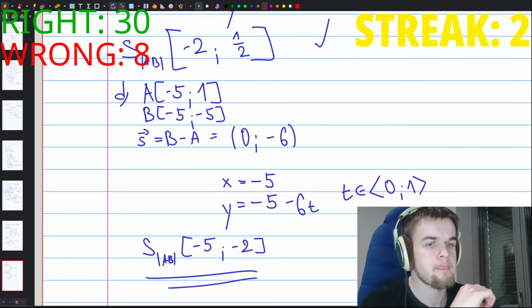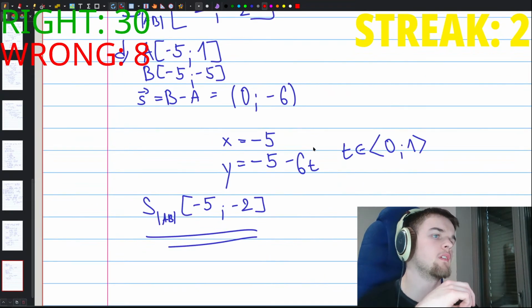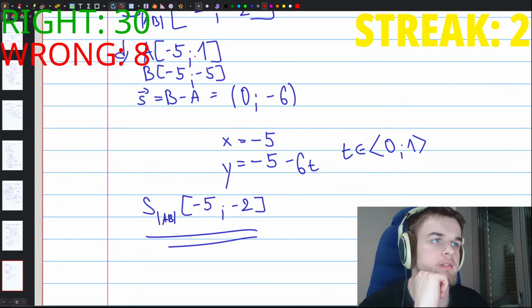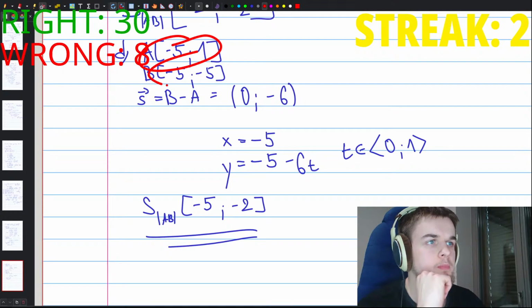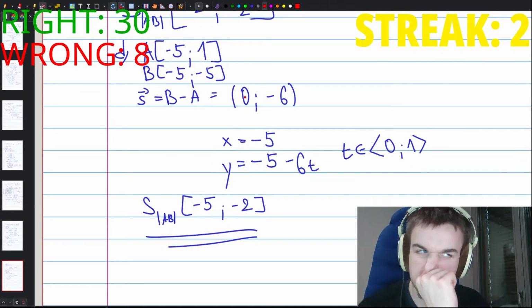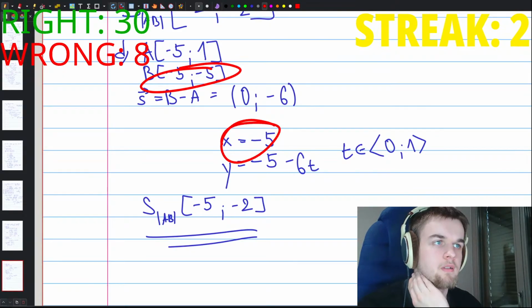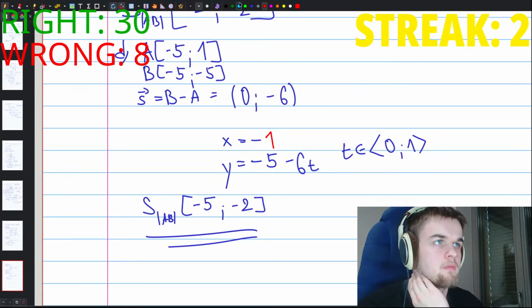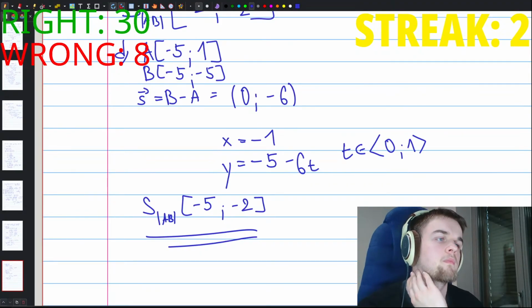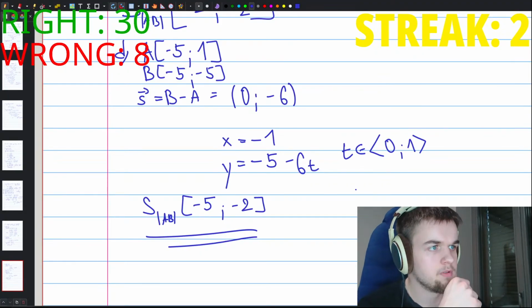So because it's not a line, it actually matters which of these you input in there. Because if you input B, it's incorrect. This is not correct. You have to input A. Oh. That's such bullshit.